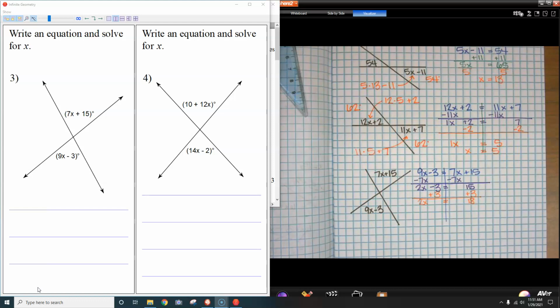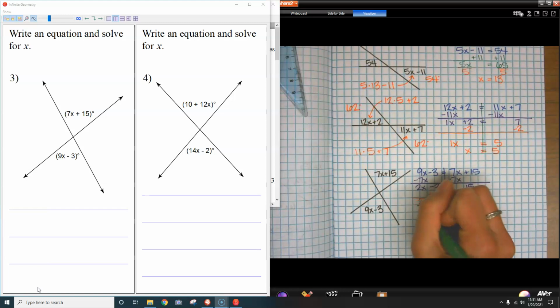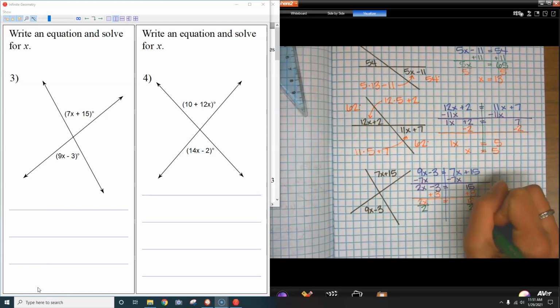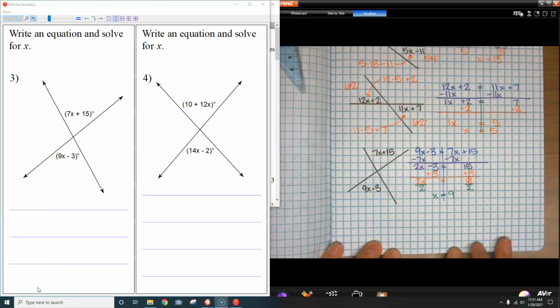My last step here is I need to get 2 separated from the x. So I divide by 2 on the left and I divide by 2 on the right. And I get x equals 18 divided by 2 is 9. Now we're going to think, oh, we're done. We got our answer. Nope. The next step is to check it.